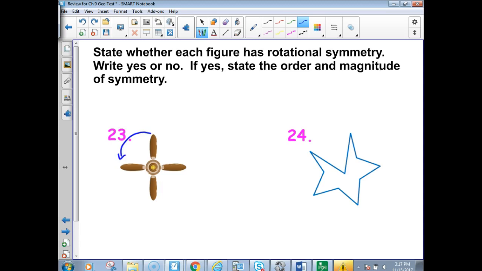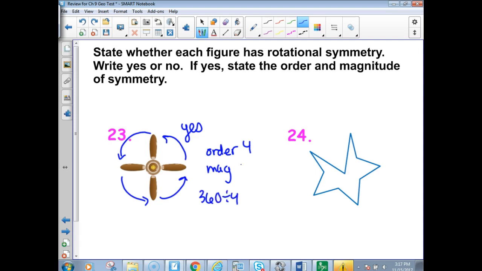This thing rotates, and it has how many blades? So that means it's order 4. Okay, so you say, yes, it has rotational symmetry. The order is 4, and so the magnitude would be 360 divided by 4, or 90, which is 90 degrees.